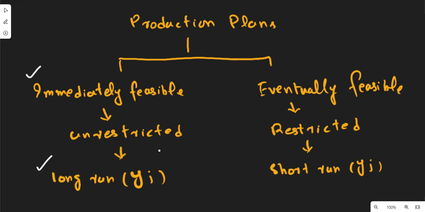On the other hand, all those production plans which are eventually possible have some sort of restrictions. So in eventually feasible production plans, at least one factor input remains fixed or restricted. So it means that these are short-run production plans.